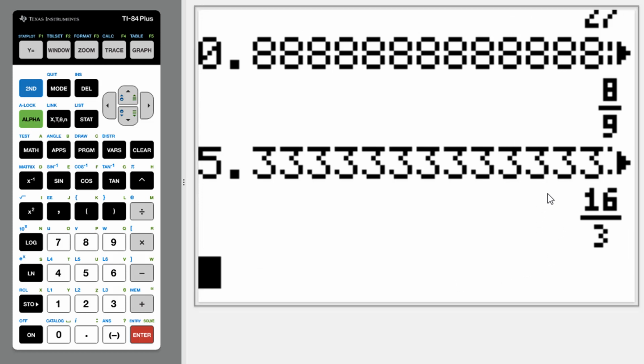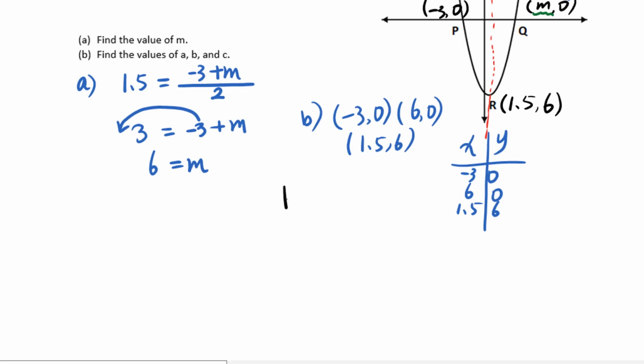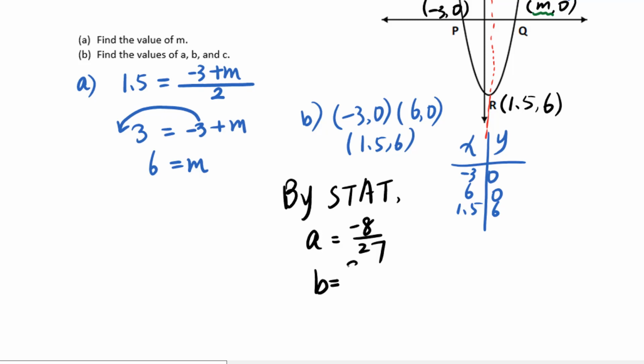So we have, so write down by stat. Your A equals -8 over 27. B equals 8 over 9. C equals 16 over 3.